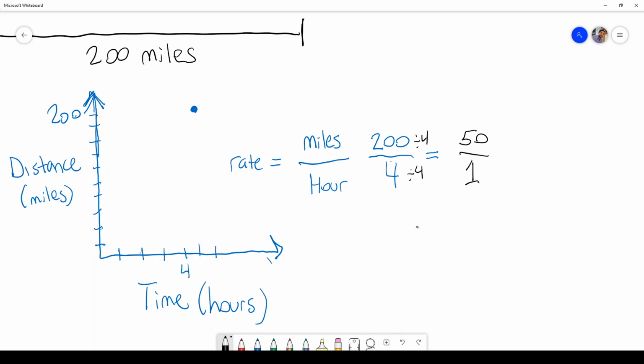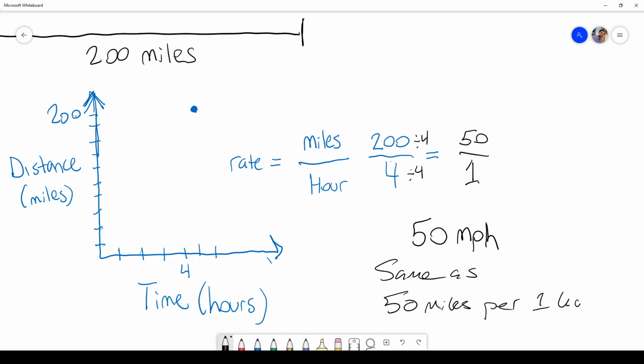Well, what's another way of saying that? 50 miles per hour. This is something that we all see and all know, but that's exactly what it means. 50 miles per hour. 50 miles in 1 hour. So that's the same as 50 miles per 1 hour. That's what it's saying. It's the same thing. So we just figured out how fast she was going by making a rate.